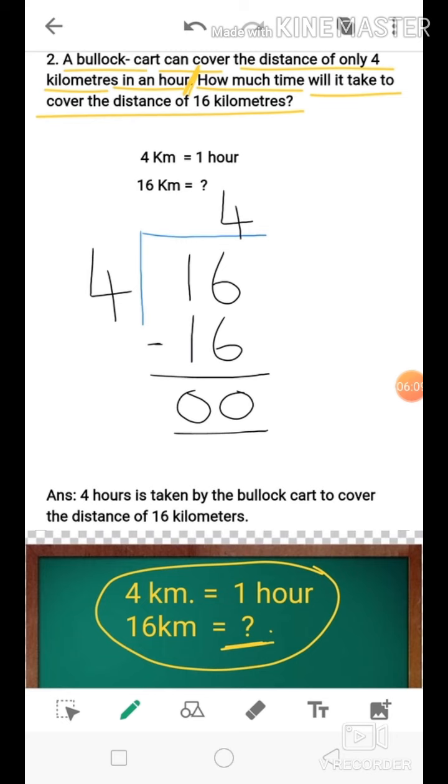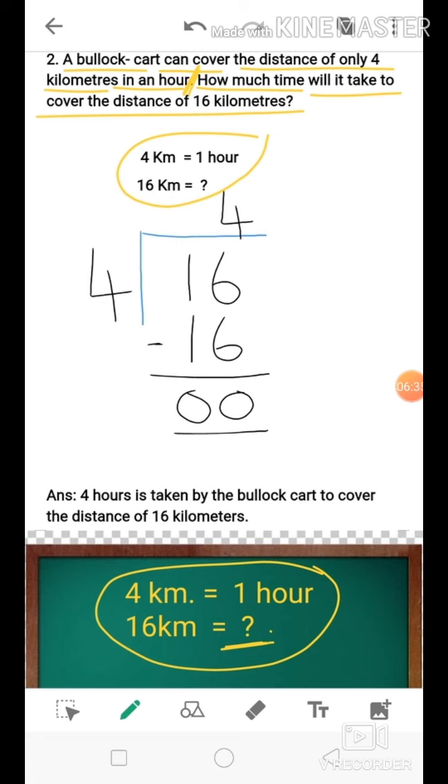After writing this statement, now we have to see, is there any change to be done? No. Why? First line is correct, and in the second line the question mark is on the right side. So bring the statement as it is to the main page. 4 kilometer is equal to 1 hour. 16 kilometer is equal to how much?